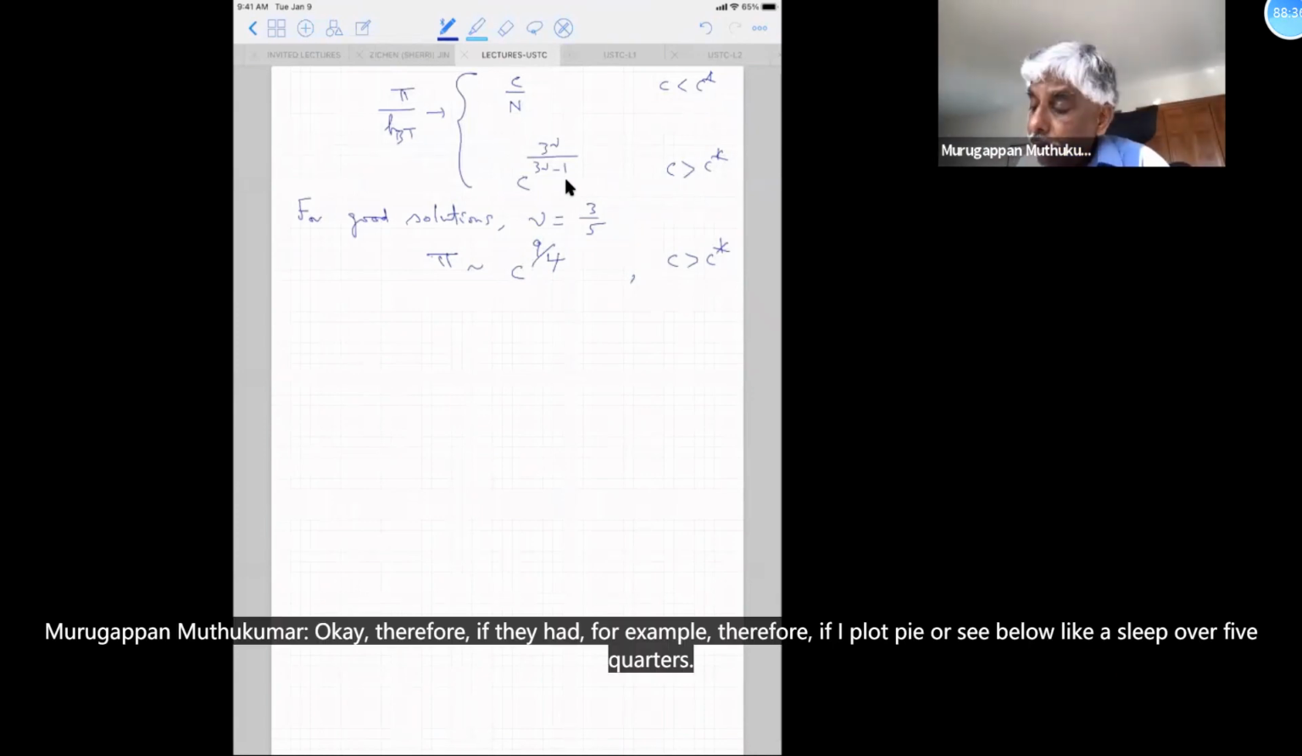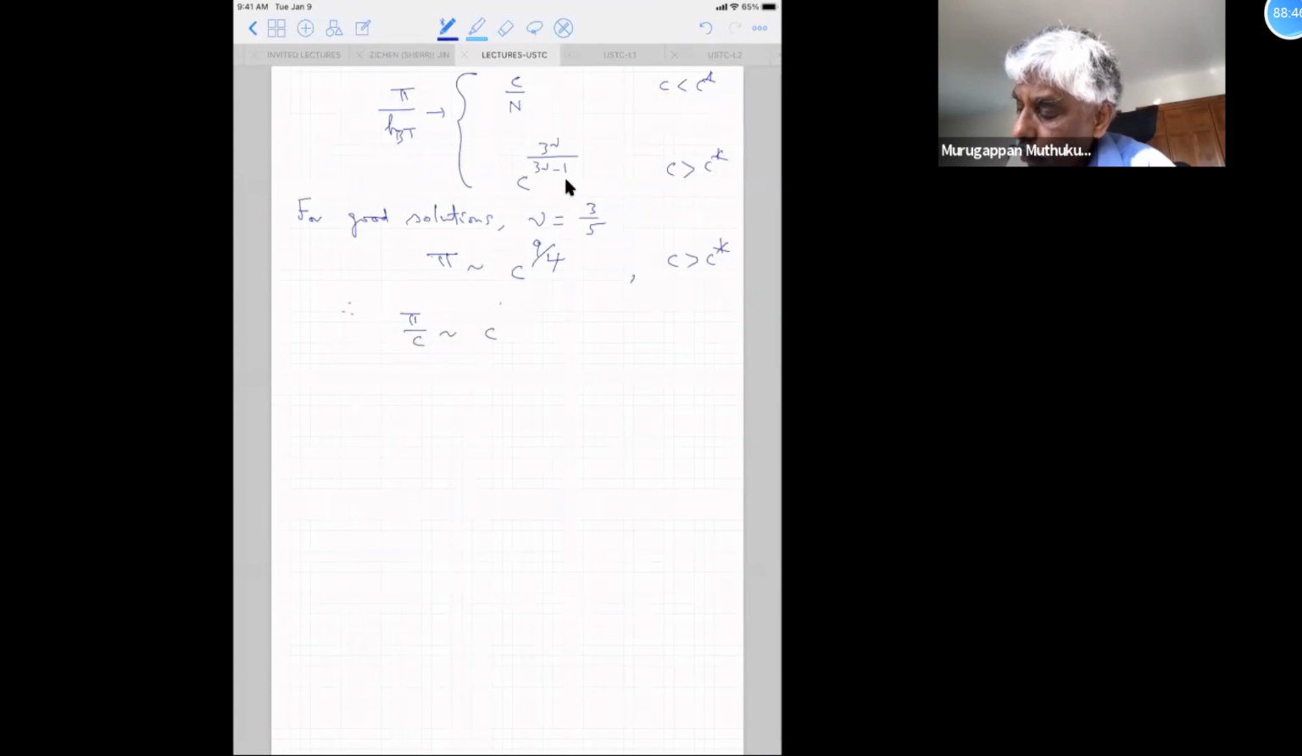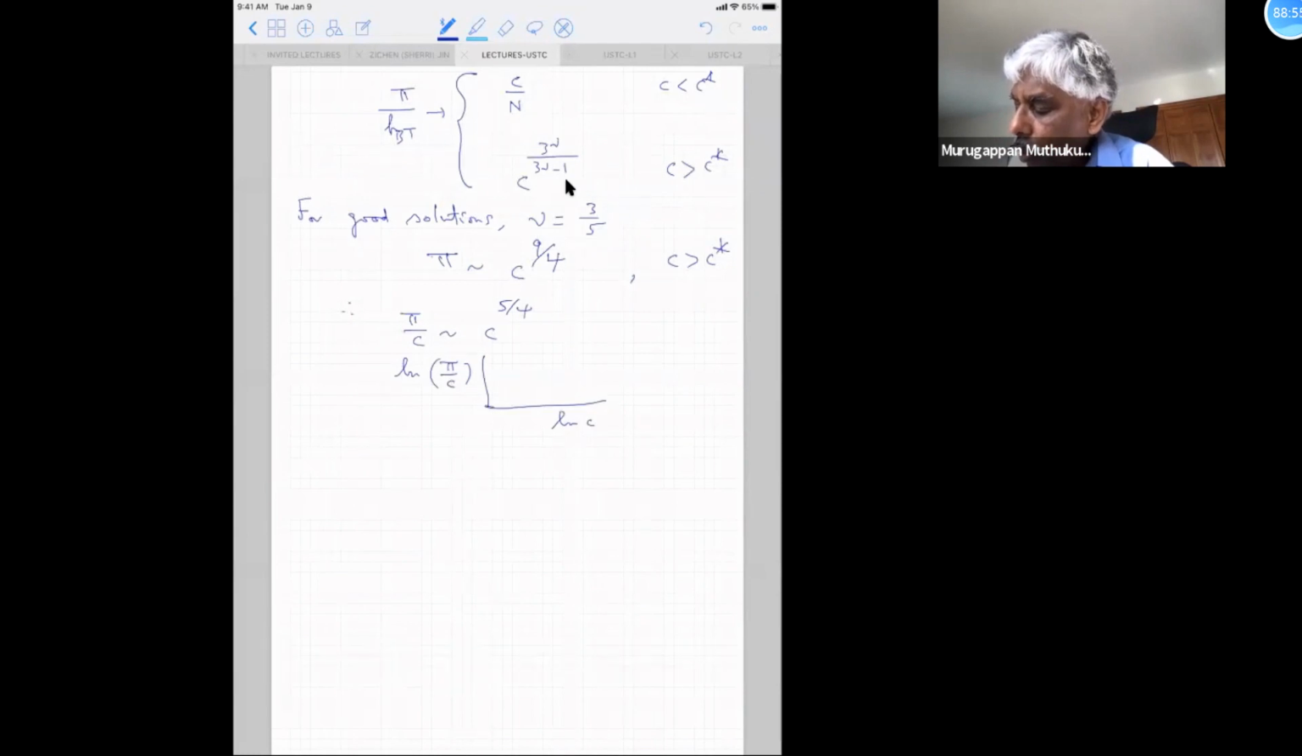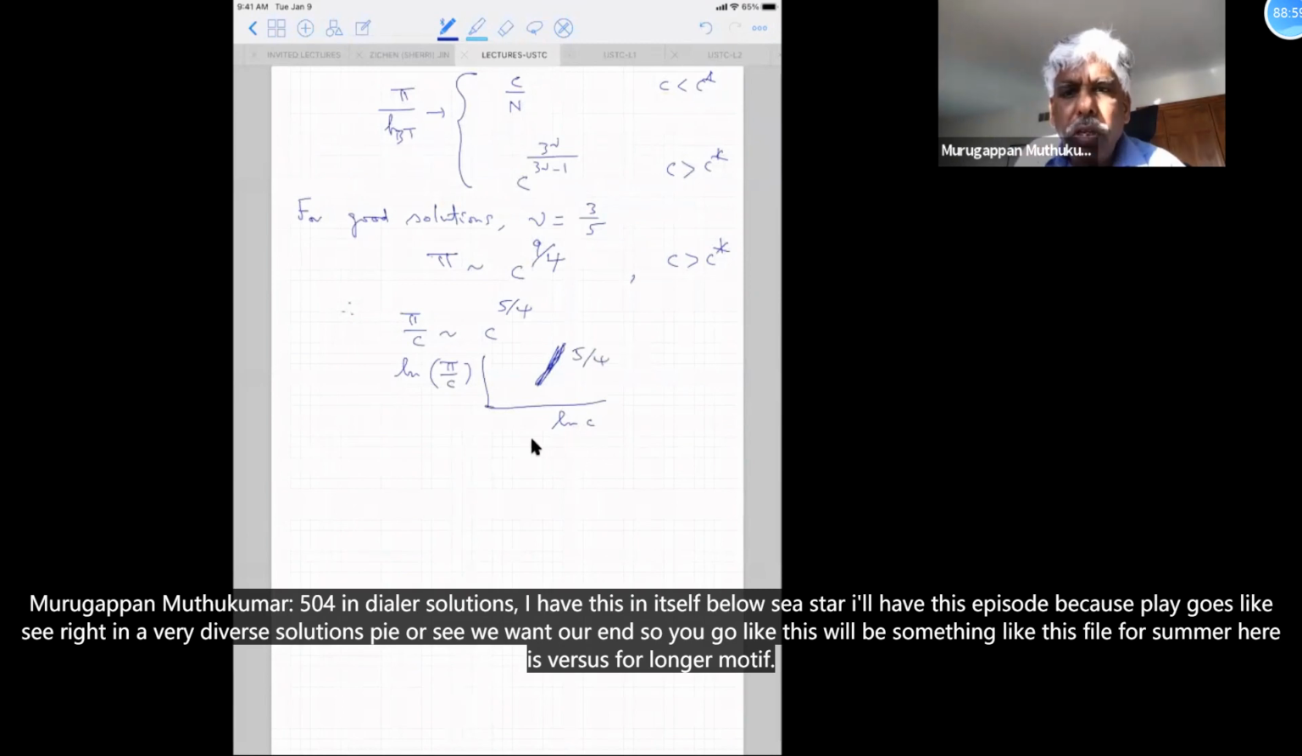Okay. Therefore, if I plot pi over C, it will go like C to the power 5/4. If I plot the logarithm of pi over C versus the logarithm of C, I'll get a slope of 5/4. In dilute solutions, I'll have this result. Below C star, I'll have this result.